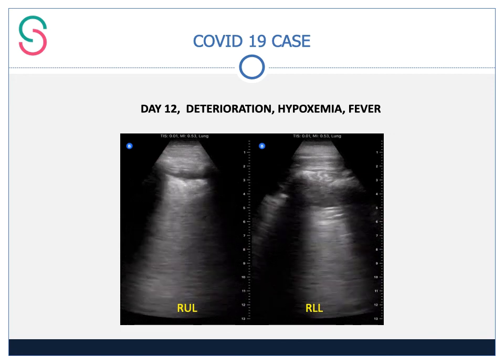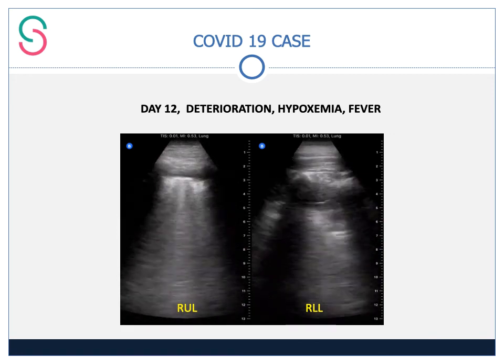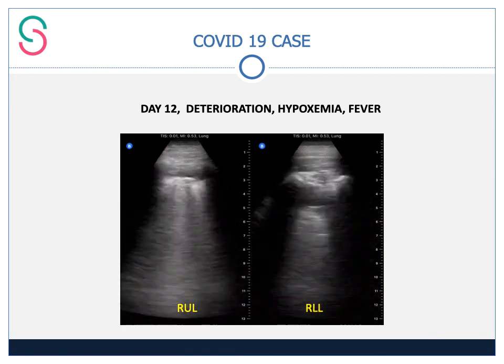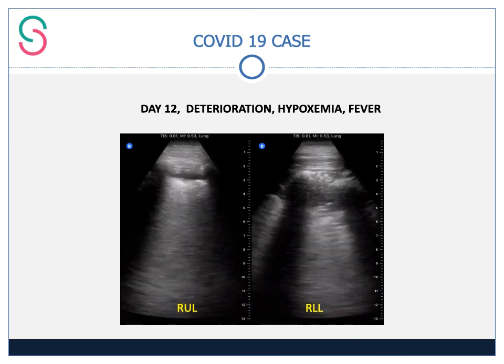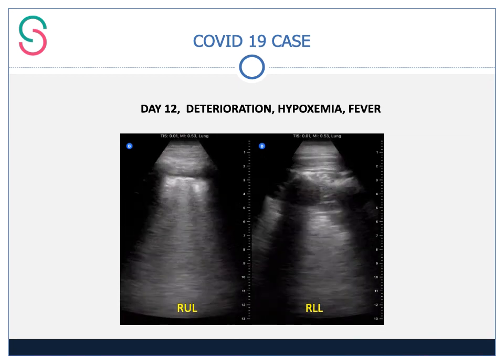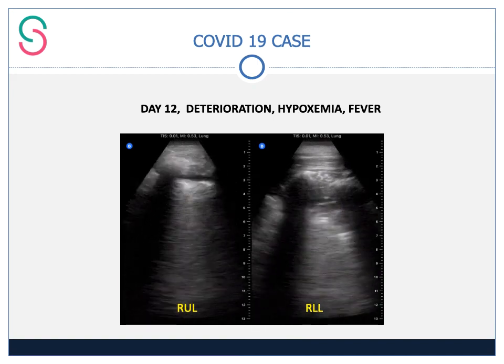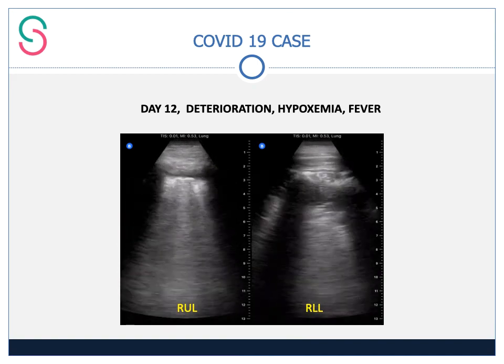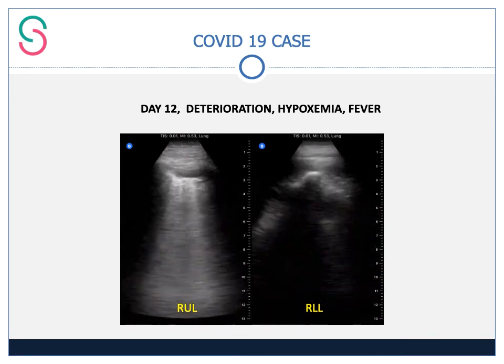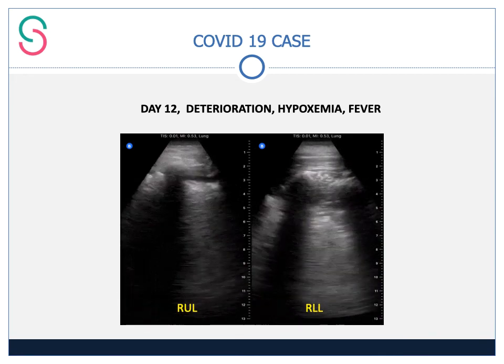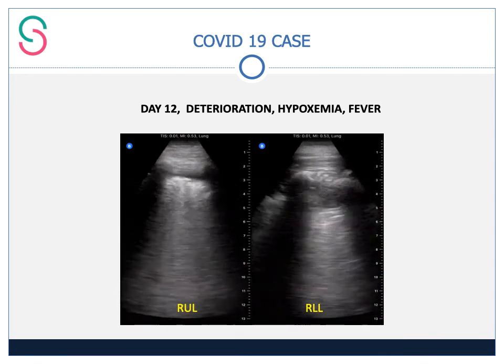And here's the patient at day 12, deteriorating with worsening hypoxemia and fever. And you can see in the right upper lobe there's also confluent B lines, and in the right lower lobe subpleural consolidation, with a small pleural effusion developing.